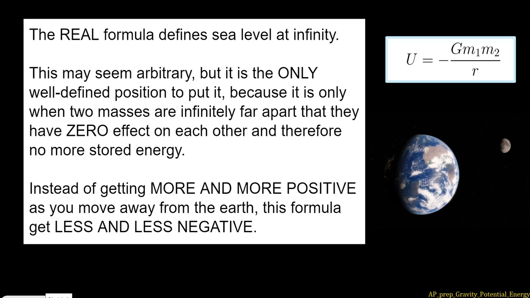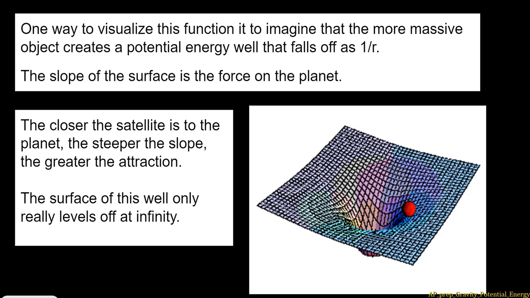All right, so one way to visualize this function, I think Einstein did this to think about gravitational potential energy wells, that the more massive object creates this well in space that falls off as 1 over r, the inverse function. So a side view, it's like you take a sheet of rubber and you've made this dent in it. And another quick review of energy and forces, the slope of the surface is the force on the, I'm calling this planet or satellite. So this is the sun and this is the planet maybe. Yeah, call this satellite, sorry.